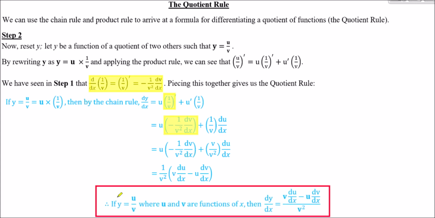Therefore, this is in red, this is the quotient rule. If y is u over v, where u and v are functions of x, dy by dx is v du by dx minus u dv over dx, all divided by v squared. And as we've seen from before, using the product rule, there are different ways of writing the same thing. So what are these different ways of writing it?